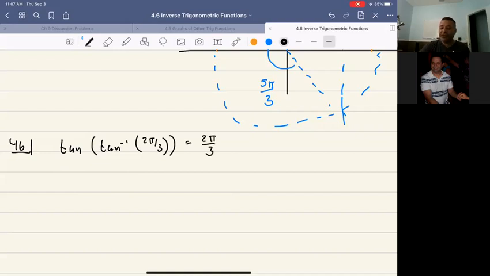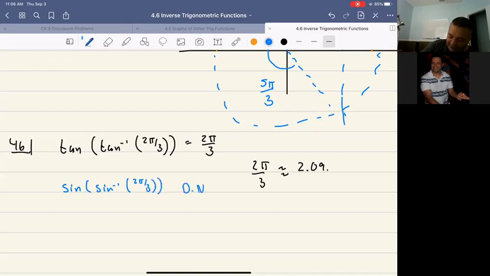Okay, now, keep in mind, let's say I try to take the sine of 2 pi over 3 inverse. 2 pi over 3 is roughly 2.09, okay? So if I tried to do this with sine, for example, that does not exist. That's terrible. Let's try doing the sine inverse of the sine of 2 pi over 3.